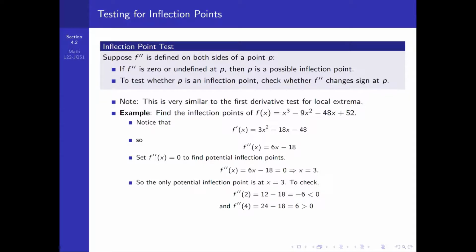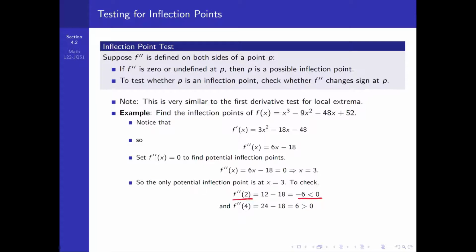To determine that it's an inflection point, we have to look at the second derivative at a point to the left of that point and a point to the right of that point. So again, this is analogous to the first derivative test that we used in the last video. So we're going to pick a test point to the left of x equals 3. In this case, I chose x equals 2, and plug it into the second derivative. And we find that the second derivative is negative 6, which is less than 0 at that point.